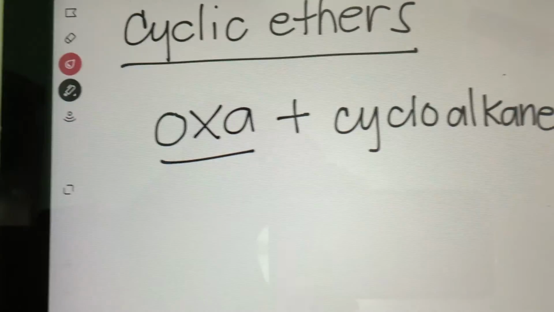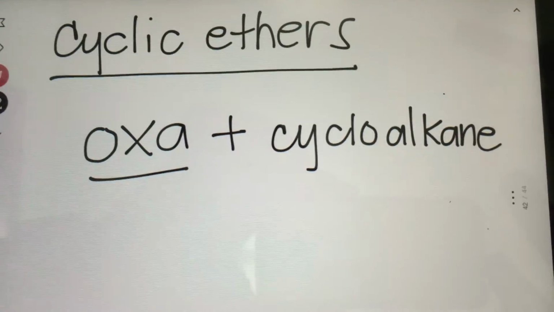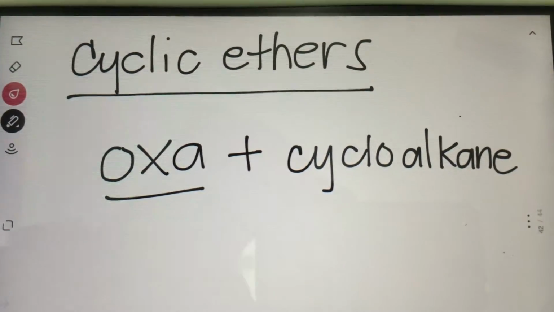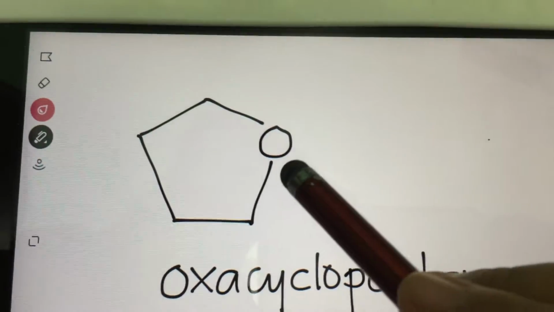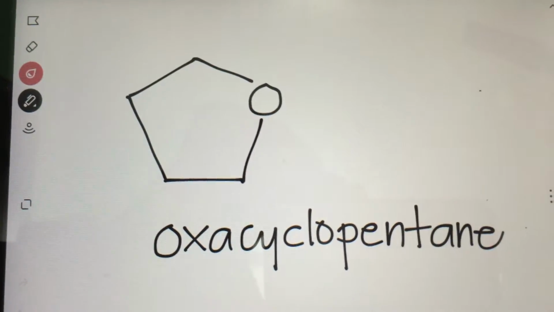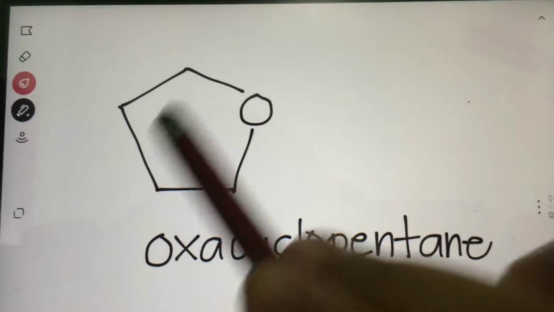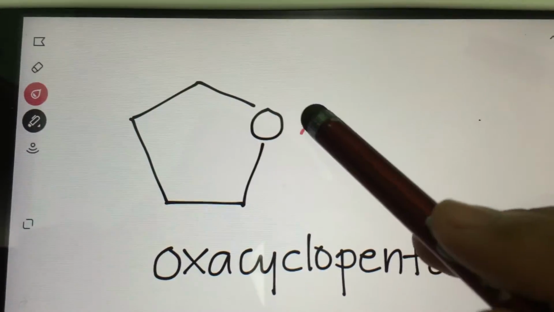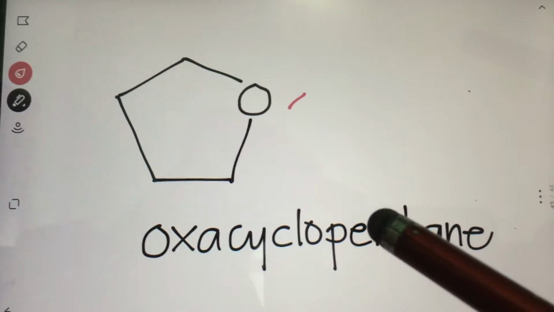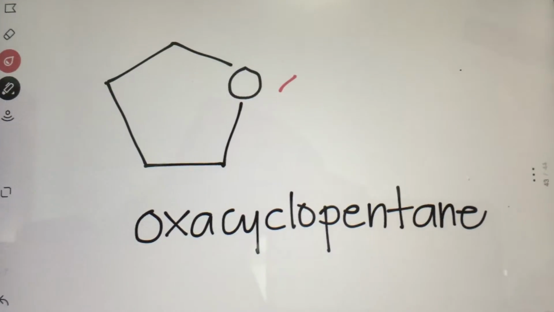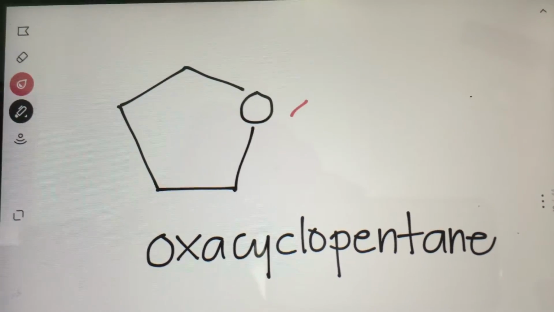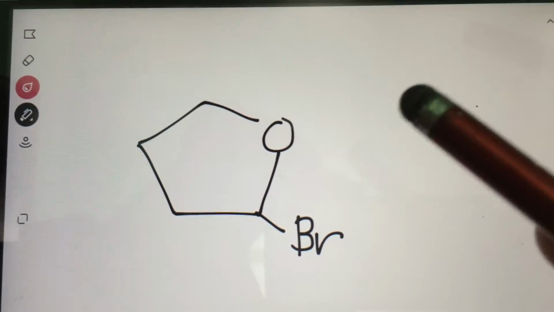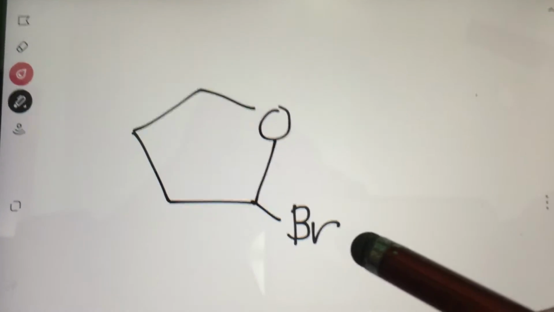In the case of cyclic ethers naman, okay, we will just add the prefix oxa to the cycloalkane. Okay, so for cyclic ethers, one of the carbon is exchanged with an oxygen. So if we will name this without the oxygen, this will be called a cyclopentane. But since one carbon is exchanged with an oxygen, it will now be named as oxacyclopentane. And then, yung ranking for your oxa or yung substituent, same lang yung ranking with your bromine.